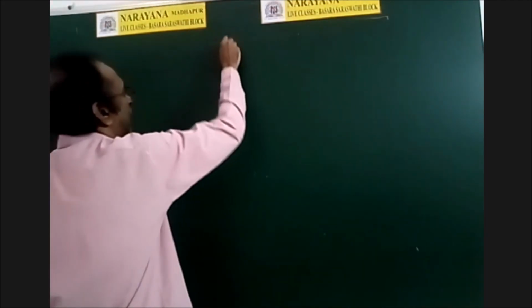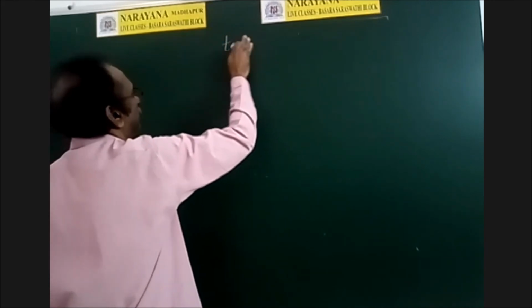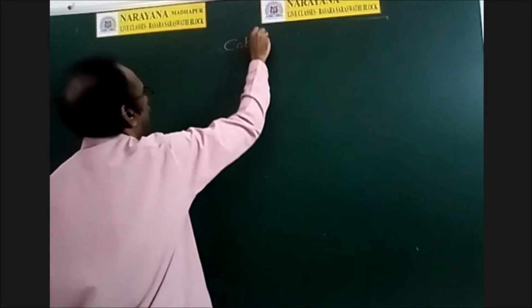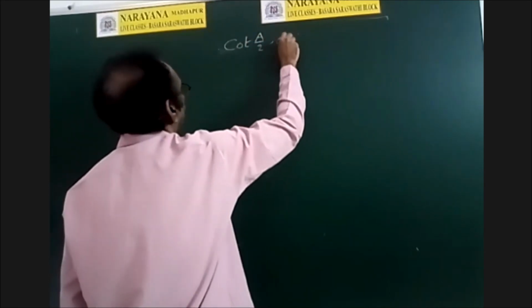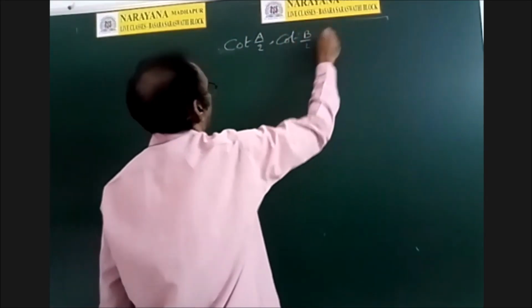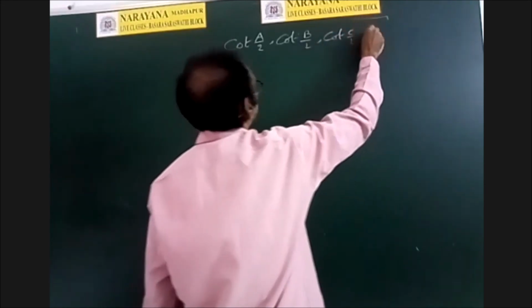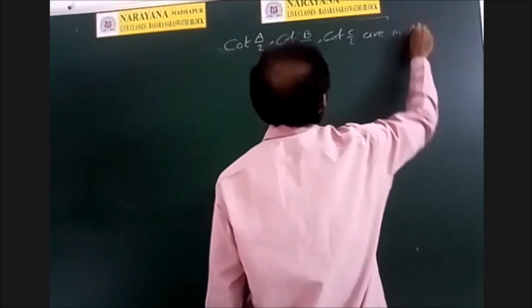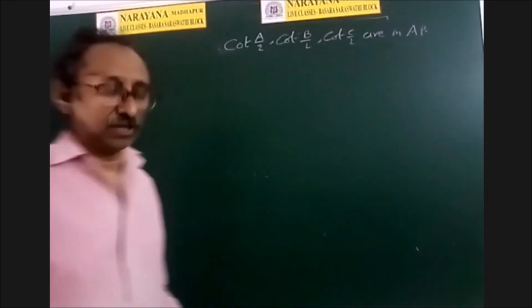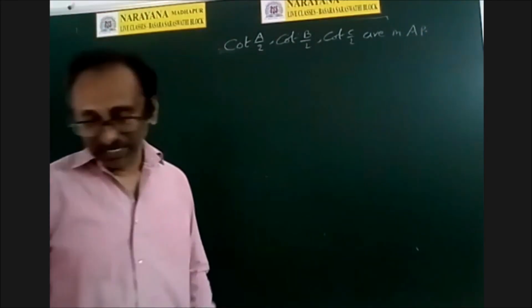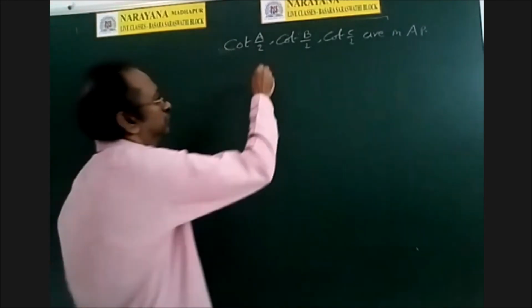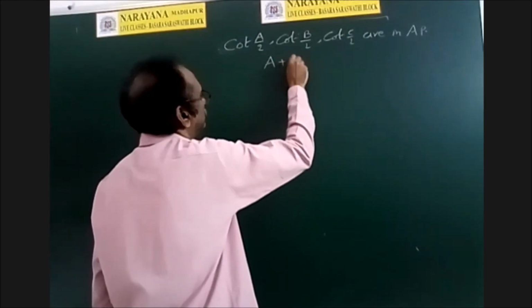That is fifth problem. See, if ABC is a triangle and tan A by 2, tan B by 2, tan C by 2 are in HP, their reciprocals cot A by 2, cot B by 2, cot C by 2 are in AP, arithmetic progression. The reciprocals are in AP. So what is the question? Minimum value of cot B by 2. The condition is ABC is a triangle.